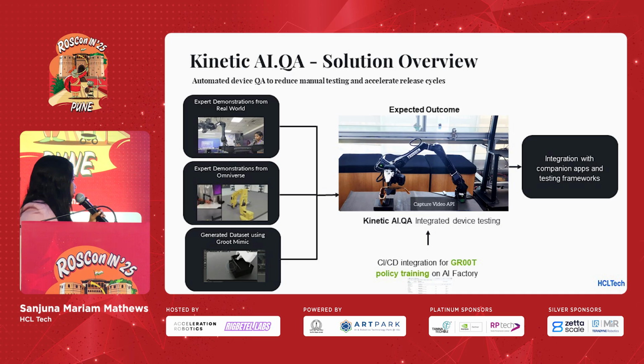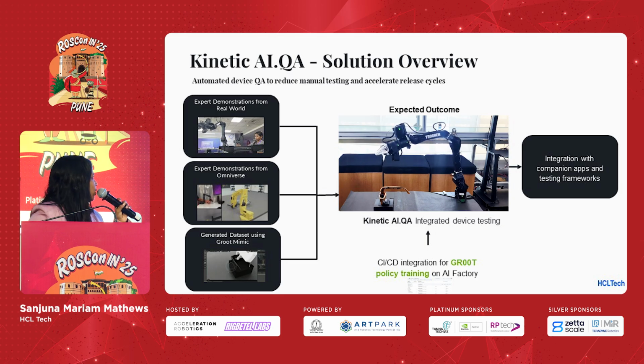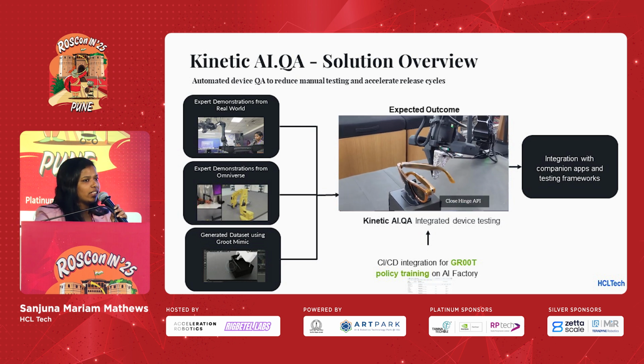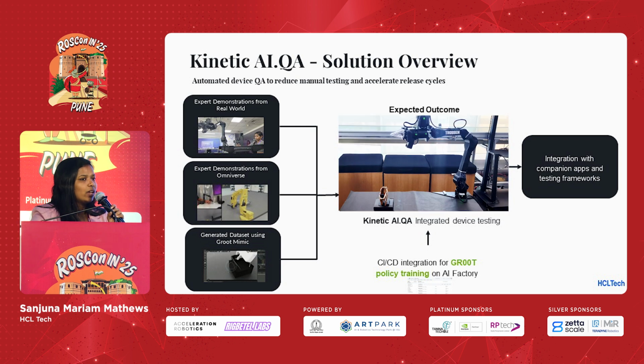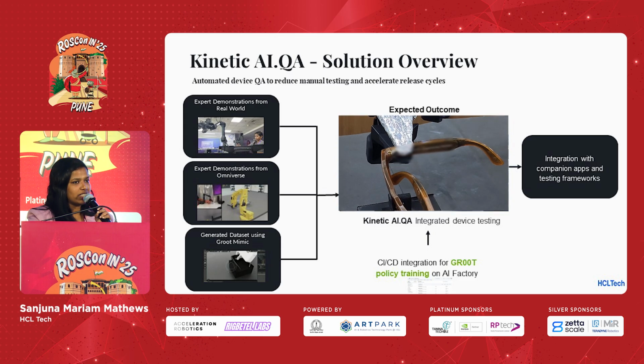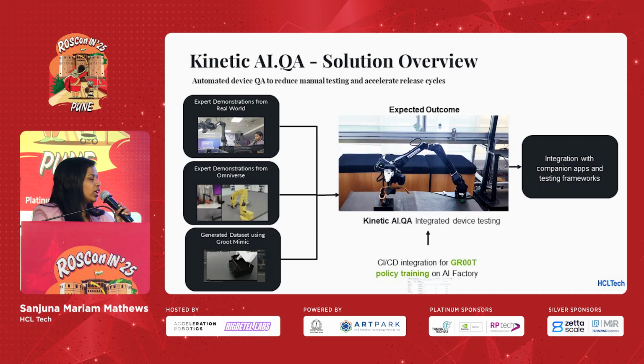So this is the integrated device testing solution, and the demonstration that we can capture in different ways. As I already mentioned, we can have a leader and follower arm, or we can collect the demonstration in simulation, and also we can scale it up using tools like robomimic. We can scale the dataset, and using that we will train the policy which is there in the CI/CD pipeline, and using that we will do the integrated device testing, which can later be integrated with the companion apps and testing frameworks.